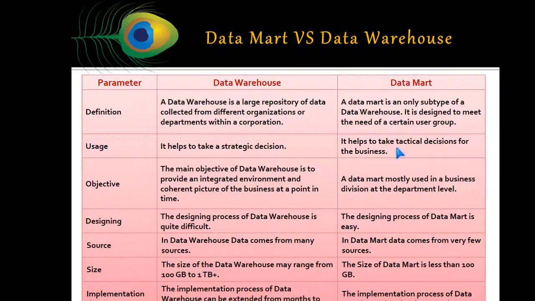Can you differentiate between strategic decision and tactical decision? Anybody? Give me one real time example. What is a tactical decision? What is a strategic decision? See the point, data warehouse deals with strategic decisions and data marts deal with tactical decisions. So understand the terminologies, and try to give an example in real time.